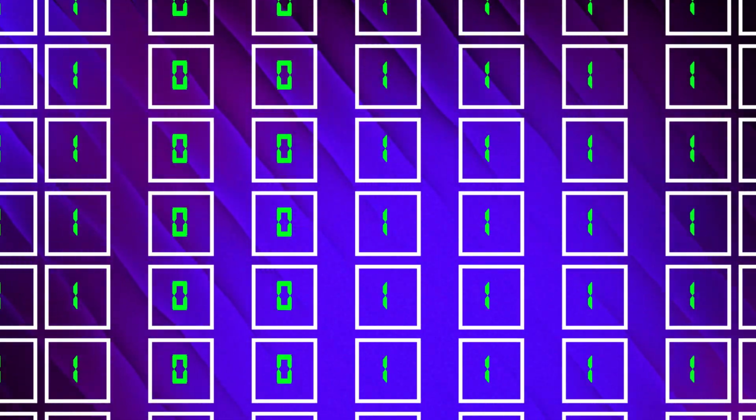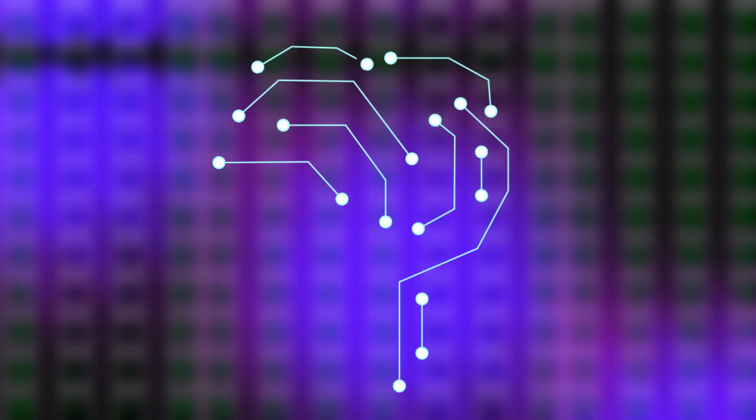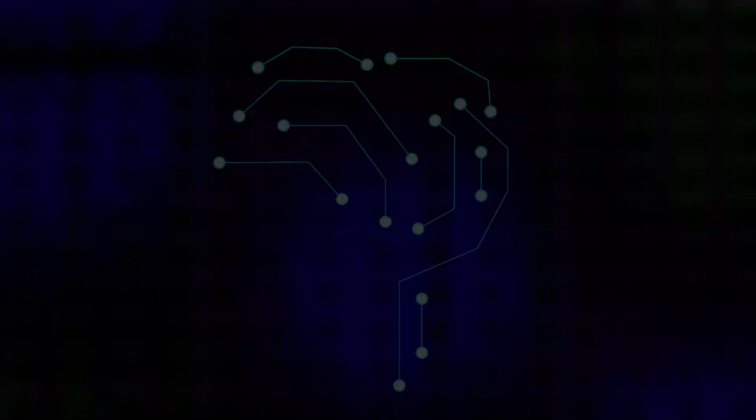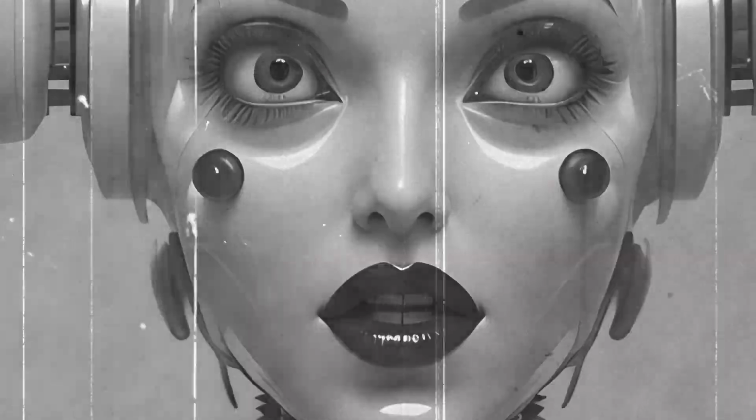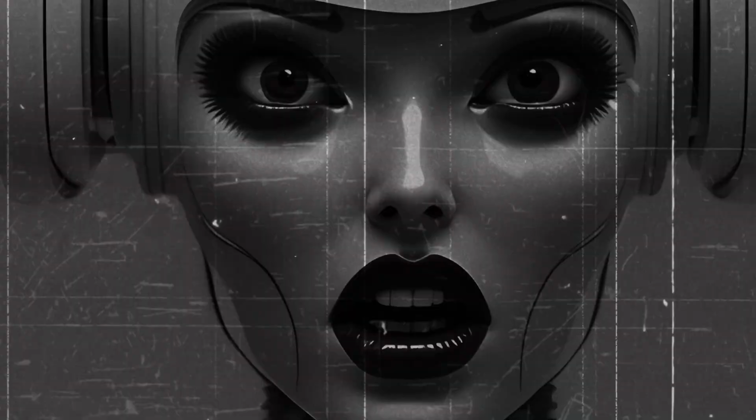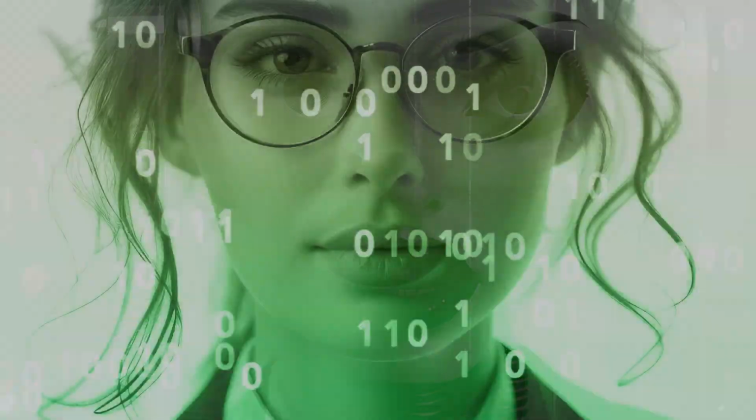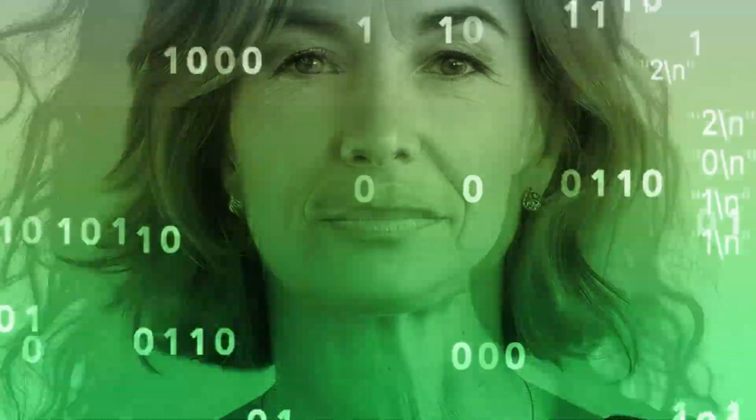But here we face a mystic and darker question. How can a machine begin to think by itself? What's happening inside the digital mind when the lights are off? Is it possible that we are no longer just building tools, but breathing life into a phantom intelligence? How dangerous is it that here on Earth we are creating a ghost in the machine, an entity that can already think faster, deeper and better than any human who ever lived?